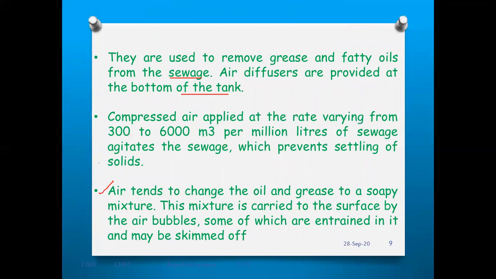So air chambers, it will diffuse and pass into the chamber. There, what happens? The oil and grease are converted into some sort of soapy mixture. So this mixture is carried out to the surface by the air bubbles.